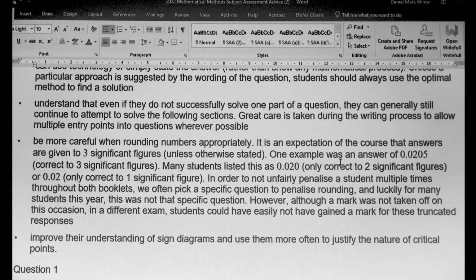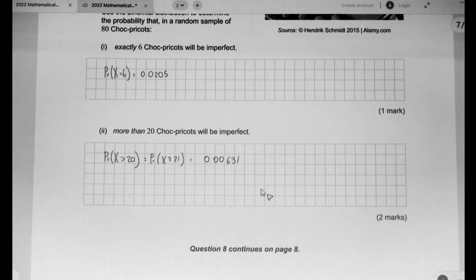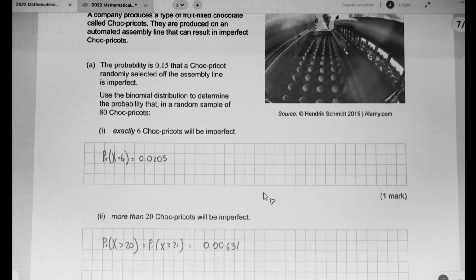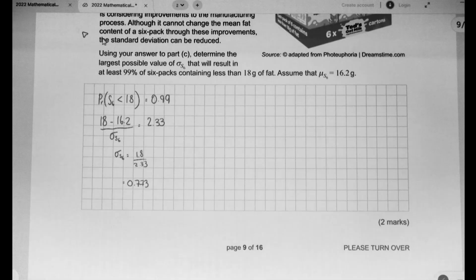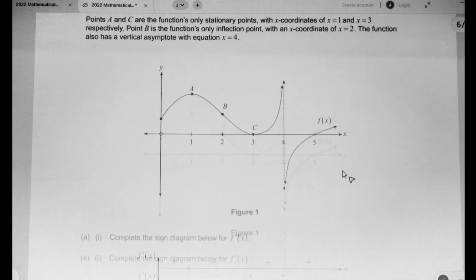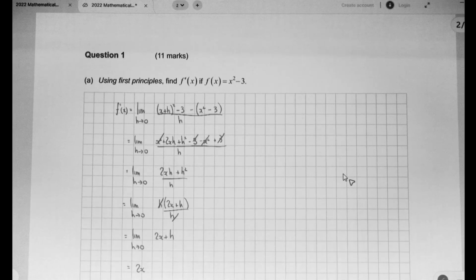All right, sign diagrams. Students need to get better at understanding them. If we say show such and such is a maximum, they need to justify it in some way, either with a sign diagram, their knowledge of quadratic optimisation, or using the second derivative test, whatever. Sign diagrams are a great way to do that.